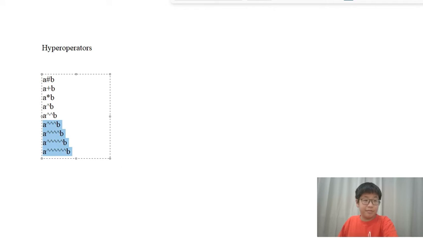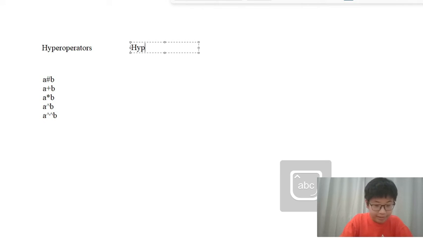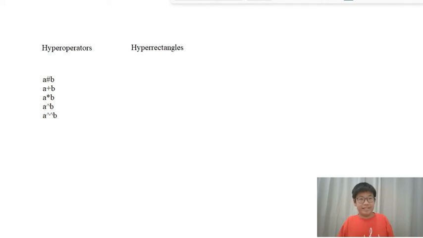So we only have these 5 operators in our portfolio right now, and we are now going to look at hyperrectangles. Yes, infinite dimensional rectangles. Now you're thinking, that's crazy, how could you? Okay, calm down and I'm going to explain.